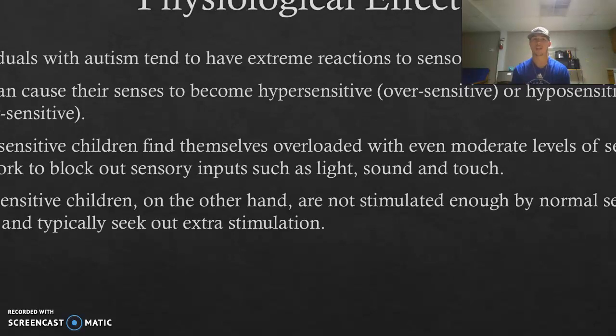Physiological effects. Individuals with autism tend to have extreme reactions to sensory stimulation. This can cause their senses to become hypersensitive, or oversensitive, or hyposensitive, which is undersensitive. Hypersensitive children find themselves overloaded with even moderate levels of sensation and work to block out sensory inputs such as light, sound, and touch. Hyposensitive children, on the other hand, are not stimulated enough by normal sensory inputs and typically seek out extra stimulation.